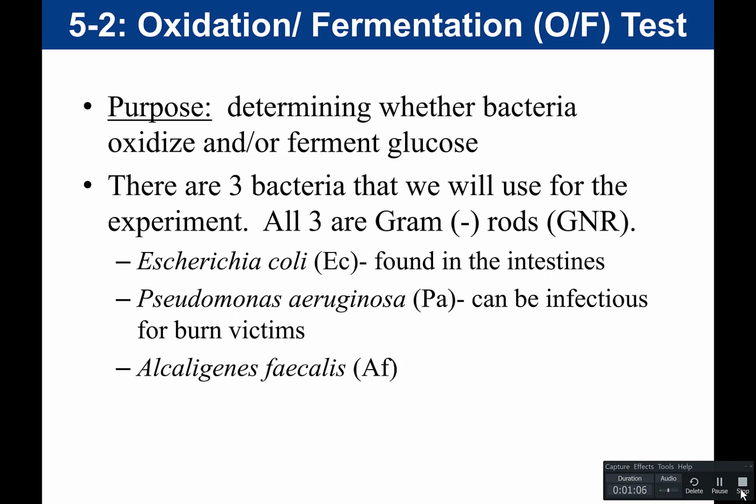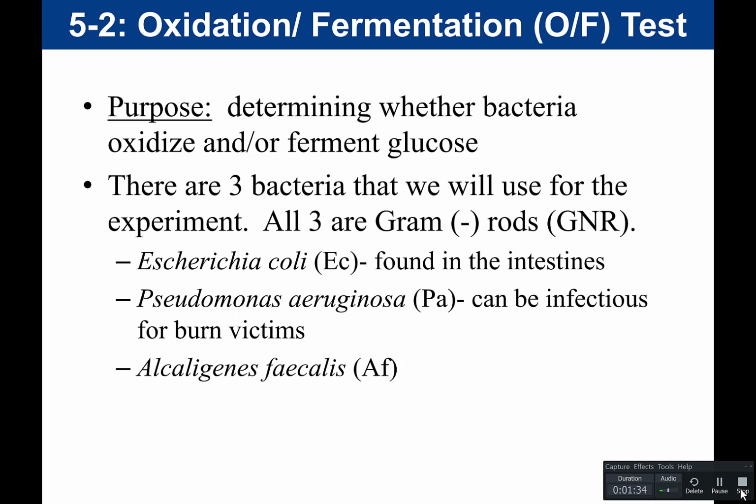In this test, now we're getting more specific, and we're looking at, can they use glucose in the presence of oxygen, which is our oxidize, or do they use glucose in the absence of oxygen, which would be to ferment the glucose. And so now we're getting a little more specific in terms of the oxygen requirement. And so let's look at how this works.